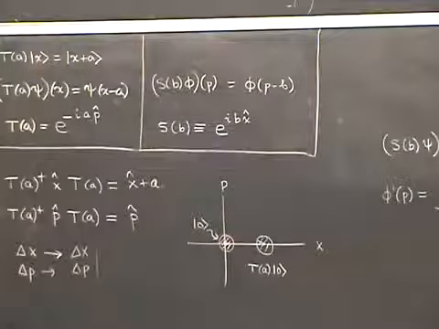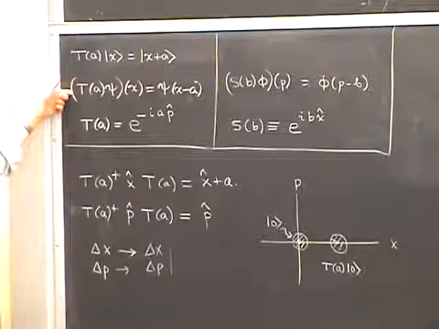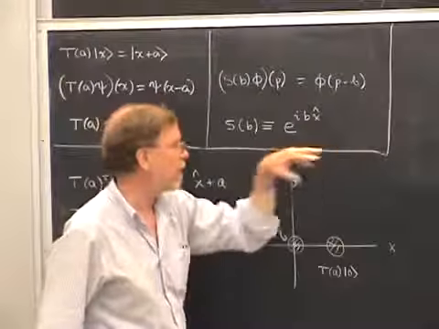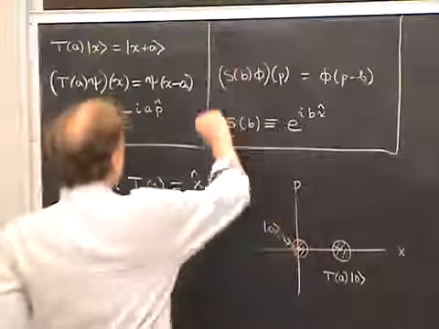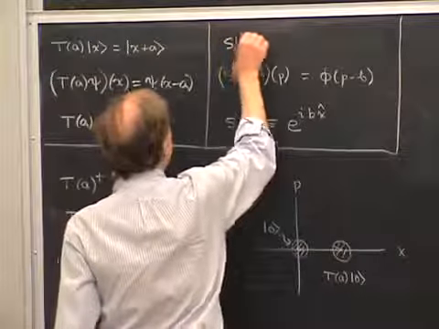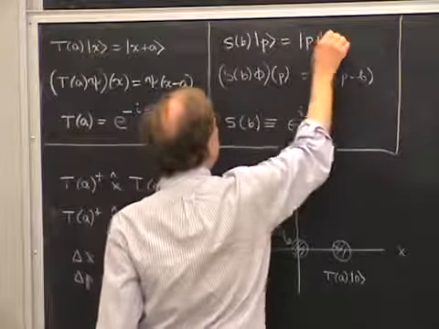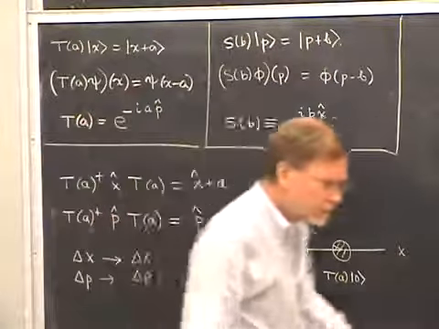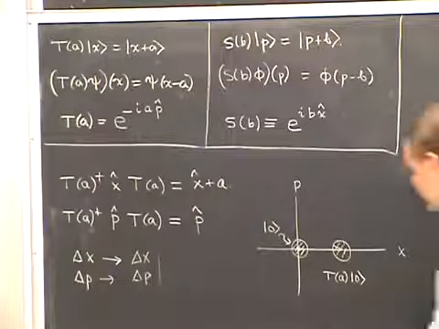And notice how it's analogous to the position space translation operator. This, in effect, moves the momentum space wave function along the momentum axis by a displacement of b. Likewise, one can easily show that S of b acting on a momentum eigenstate p maps it into p plus b. And in this way, we now have a parallel set of formulas between position and momentum displacements.